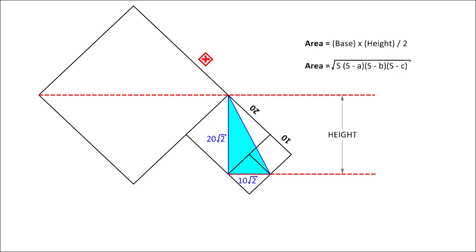And if we substitute those two values in this formula, base and height, we are going to get 10 root 2 into 20 root 2 divided by 2. These two root 2's will multiply to 2 in the numerator, cancelling with the denominator, and we are left with just 10 multiplied by 20, giving us the area of 200 square units. So that's the answer to the puzzle.